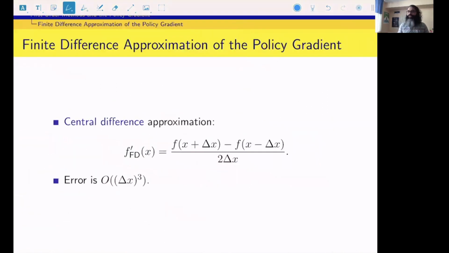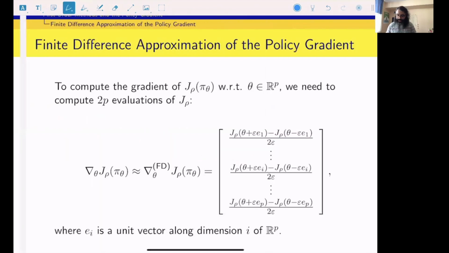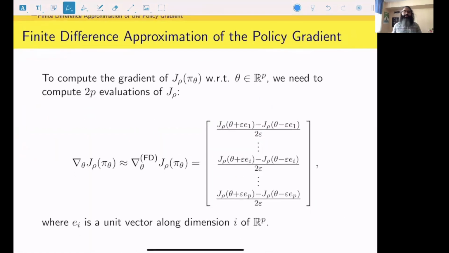We also have a more accurate estimation, called the central difference approximation, which computes f of x plus delta x minus f of x minus delta x. We move forward and backward, compute the difference, and divide by 2 times delta x. You can show similarly that this has a cubic error in the size of delta x. The idea is that we do this computation in order to approximate the gradient of the performance with respect to the parameters of the policy.